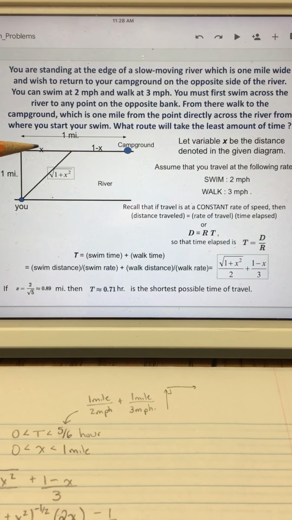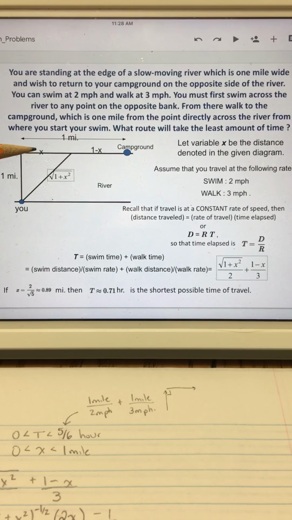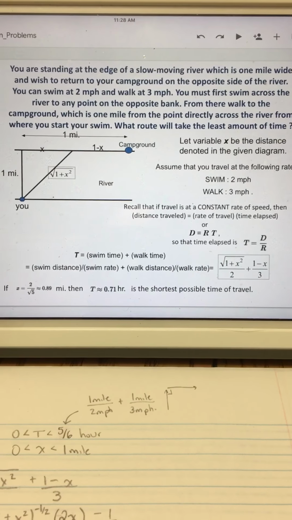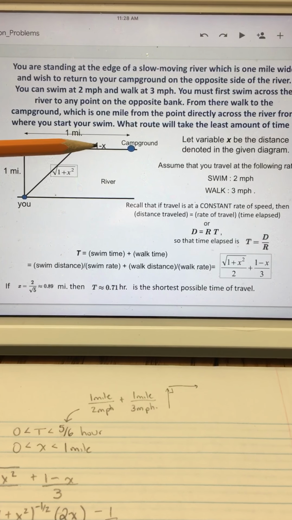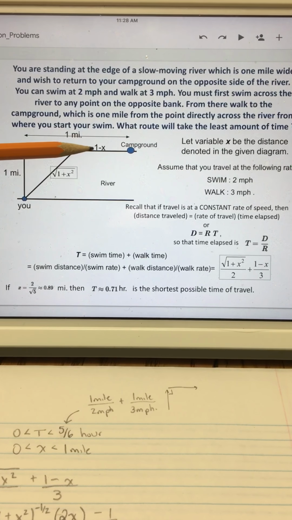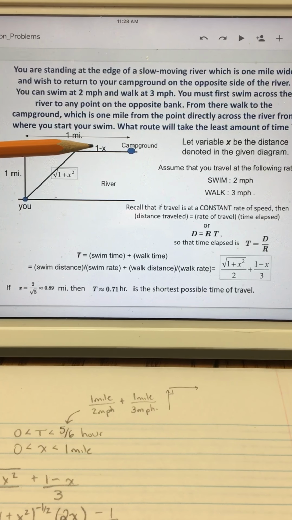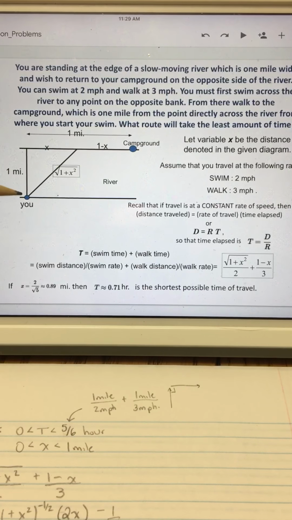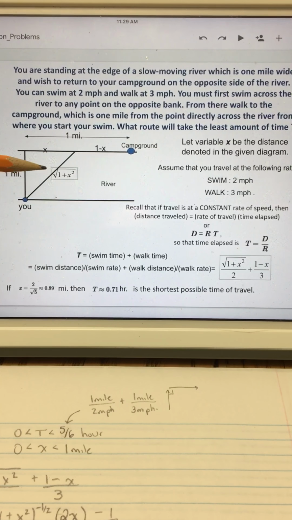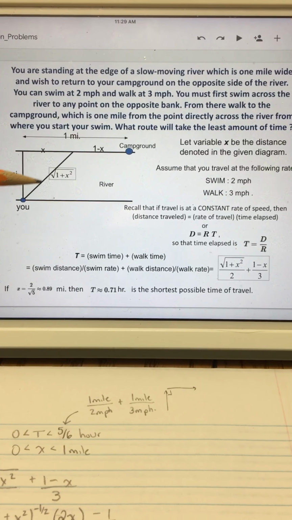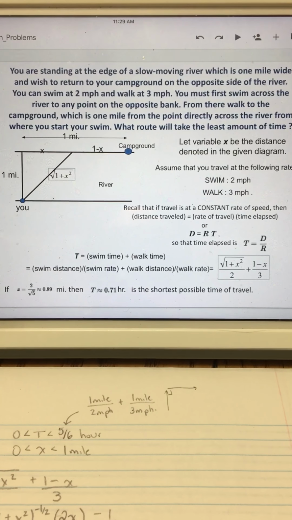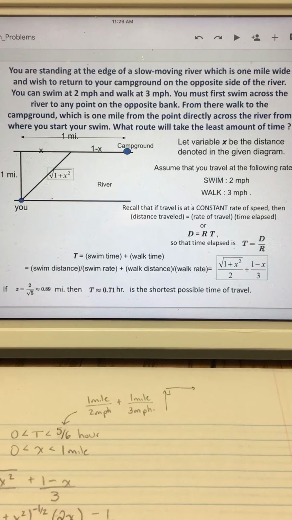So we're going to let x be this value here, which is basically how far downstream you're going to swim. And then because this is 1 mile, the distance that you would have to walk to your campground would be 1 subtract x. And then if we look at our triangle here, this would be a right-angled triangle, so this represents the hypotenuse, which would be the square root of 1 plus x squared. So that is the diagram for this question.